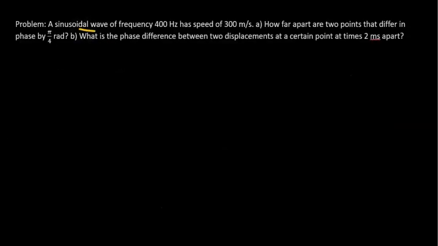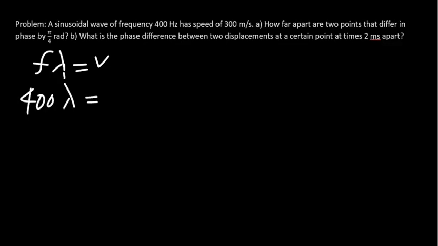Problem 2. A sinusoidal wave of frequency 400 Hz travels at a speed of 300 meters per second. How far apart are 2 points that differ in phase by pi over 4 radians? So let's do that first. Let's first calculate the wavelength of this wave. Frequency times wavelength is the speed of propagation. The frequency is 400, wavelength is lambda, speed of propagation is 300. So that means the wavelength is 3 over 4 meter.